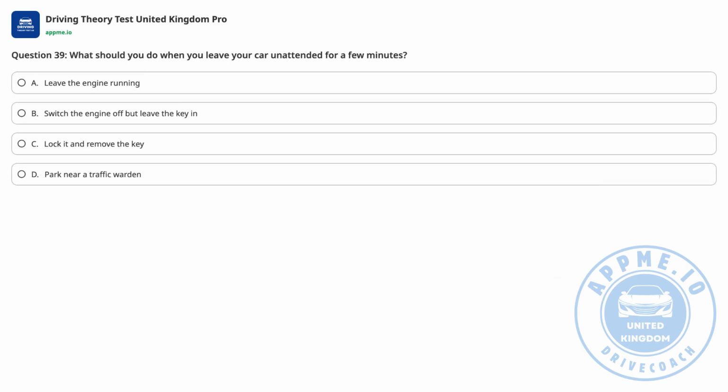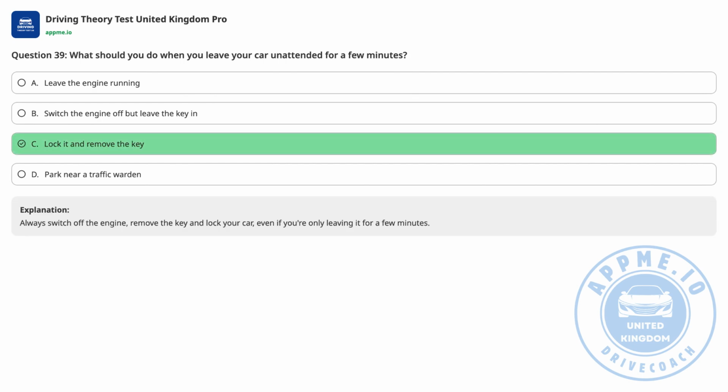Question 39. What should you do when you leave your car unattended for a few minutes? A. Leave the engine running. B. Switch the engine off but leave the key in. C. Lock it and remove the key. D. Park near a traffic warden. The correct answer is C.